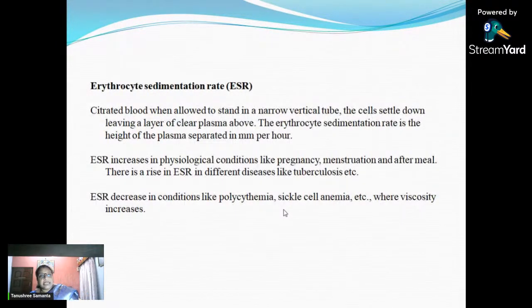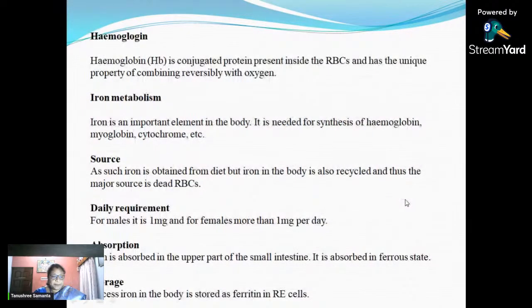Now we'll go into again an important topic, that is erythrocyte sedimentation rate, or ESR. If the blood is allowed to stand in a narrow vertical tube, we will find that the cells will settle down, leaving behind the clear plasma above. The rate of this sedimentation of the cells is expressed in mm per hour and is the ESR. This ESR increases in various physiological conditions like pregnancy, menstruation, or after meals. There is also a rise in ESR in various diseases like tuberculosis. ESR decreases in conditions like polycythemia, sickle cell anemia, etc., in conditions where viscosity increases.